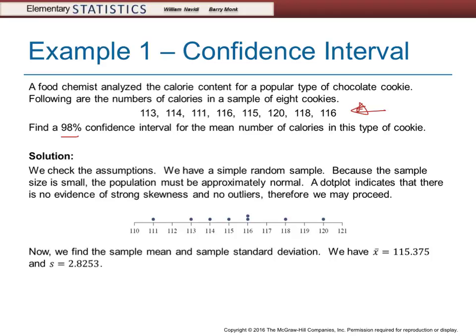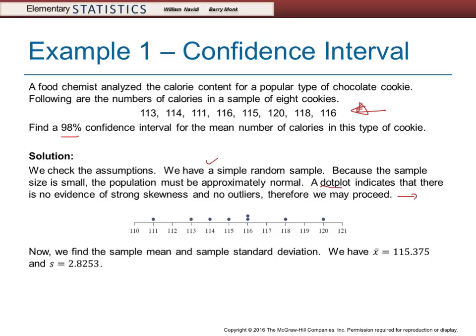Well, we have to check the assumption of normality, and we know that we have a simple random sample. Because the sample size is small, the population must be approximately normal. In this case, a dot plot indicates that there's no evidence of strong skewness nor outliers. Therefore, we may proceed. We may also want to use a box plot as well.